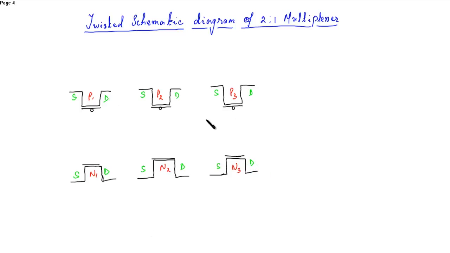So we know the gates are from here. In the transmission gate, we know very well that the gates are connected in opposite. So we have to draw the transmission gate. We have to draw the schematic diagram in such a way that it will be easy for us to draw the layout. So we can connect from here.